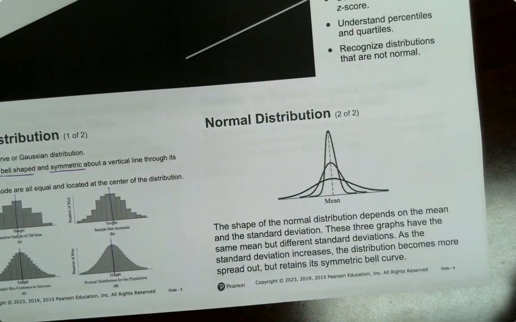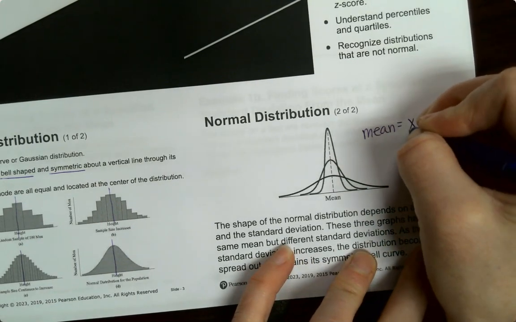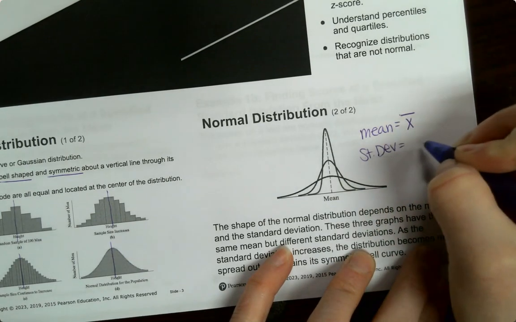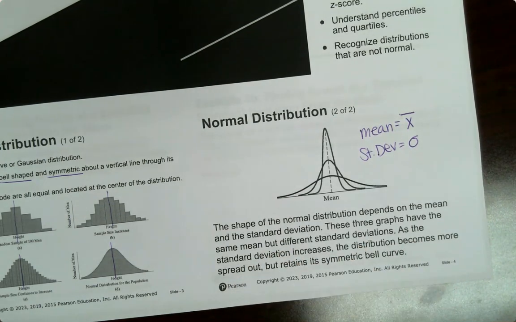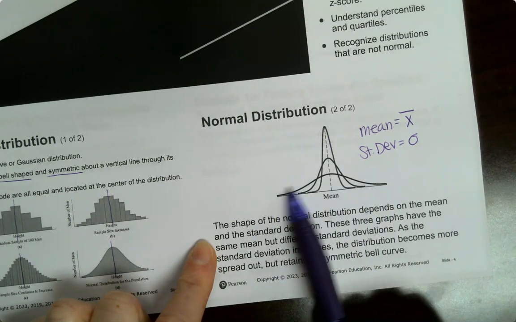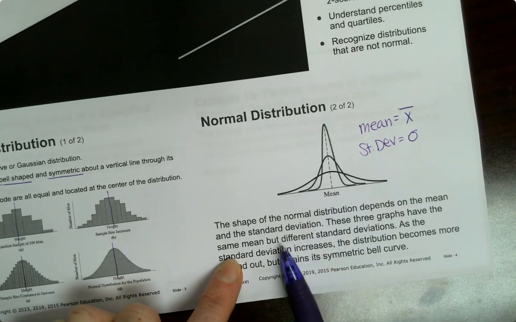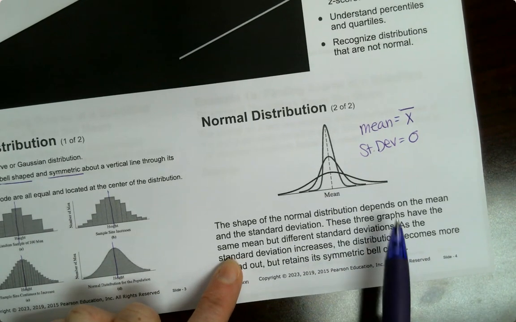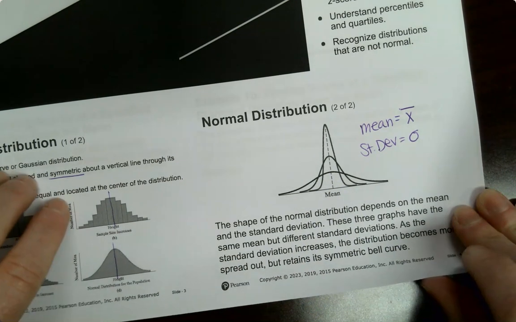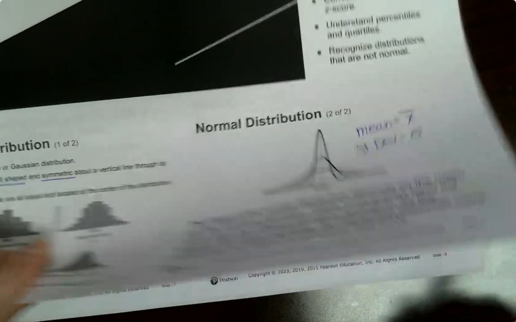The shape of a normal distribution depends on the mean, which we're going to call x bar, and the standard deviation, which is going to be sigma. These three graphs, look at the height on each one of these and the spread of them. They all have the same mean right in the middle, but have different standard deviations. So that's what determines the height of it. As the standard deviation increases, the distribution becomes more spread out, but retains the symmetric bell curve.